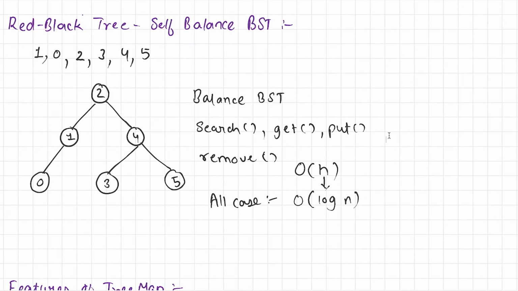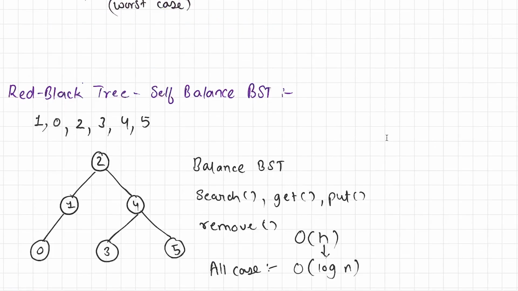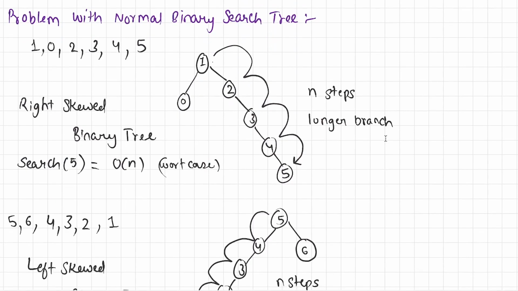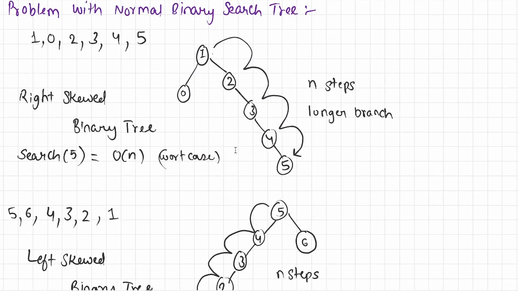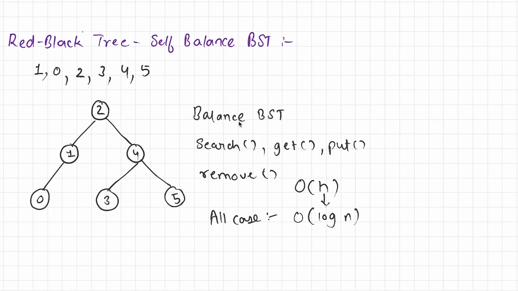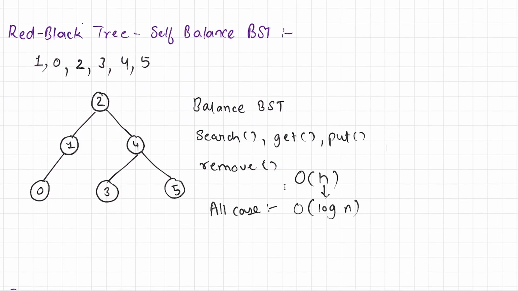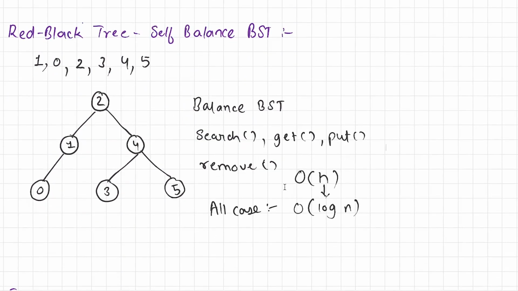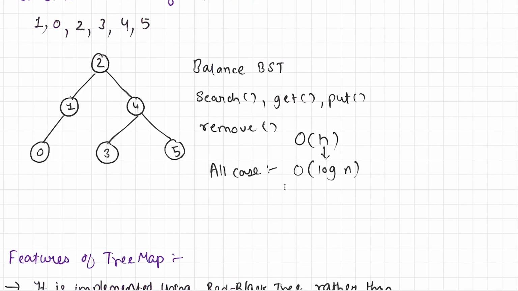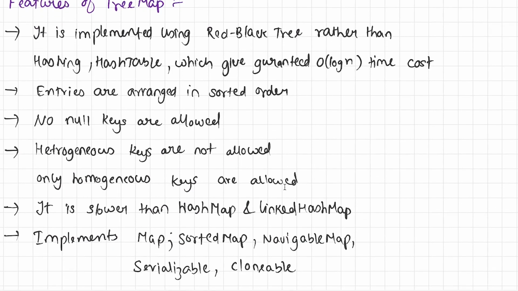Okay, so this is the main reason why TreeMap is implemented using a red-black tree instead of a normal binary search tree. Because if it had been implemented using a normal binary search tree, then in the worst case, it takes O(n) time. Whereas in the case of a red-black tree, it takes O(log n) time in all the cases. Okay, now I hope it is clear to you what TreeMap is, how it works and what problem it solves. Now let's see some of the features of TreeMap.